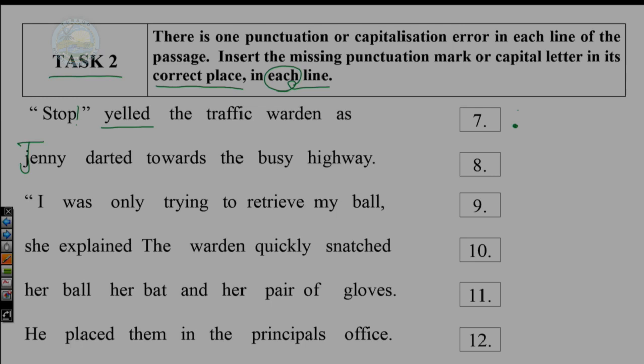All right, down to the next line. "I was only trying to retrieve my ball." If you're not sure, then you come down to the next line. "I was only trying to retrieve my ball," she explained. The warden quickly snatched. Let's go back to the line that we are doing now. Those are the exact words of Jenny. Therefore, we must enclose them in quotation marks. The opening quotation mark is already here. So we need to insert the closing quotation marks.